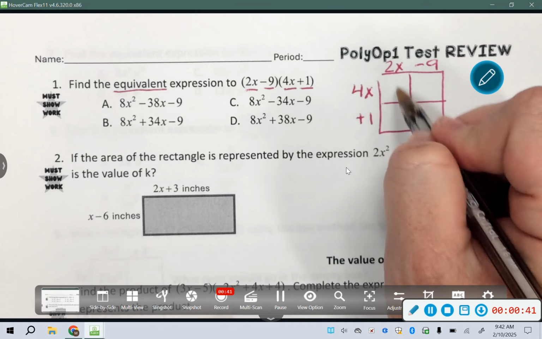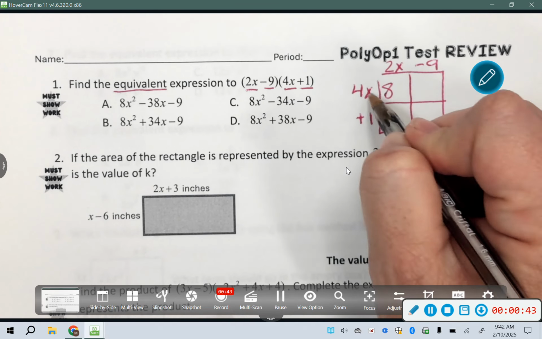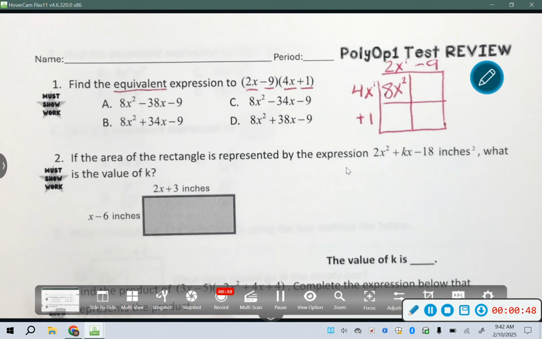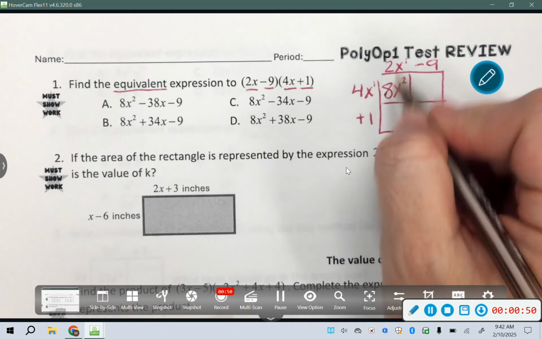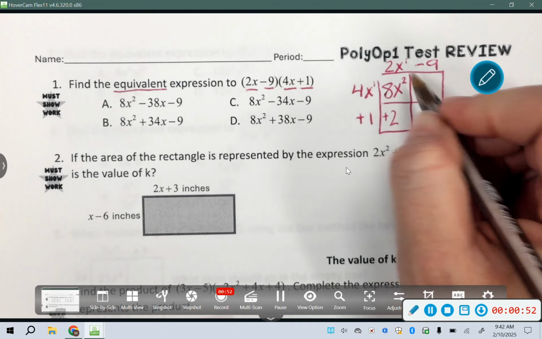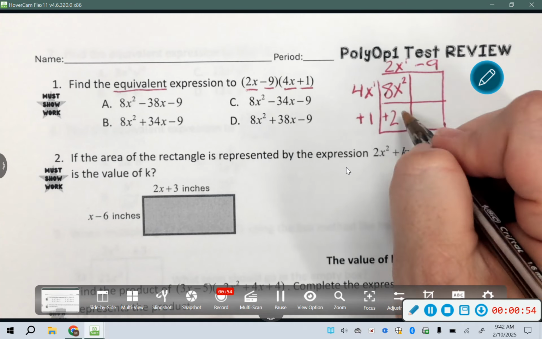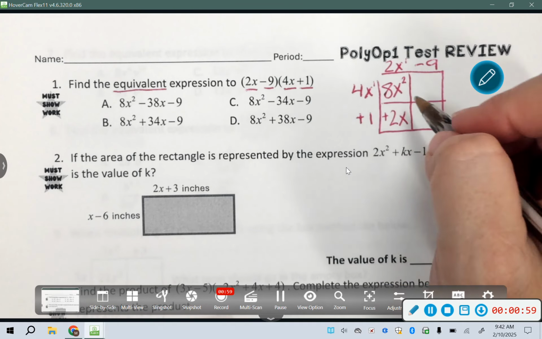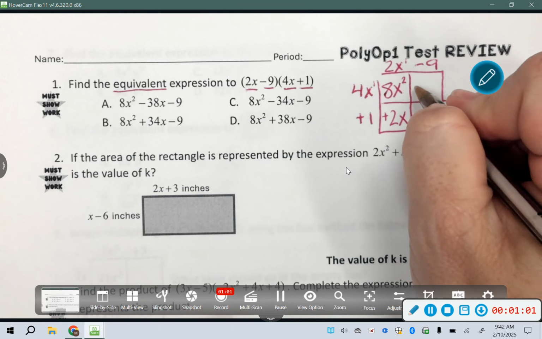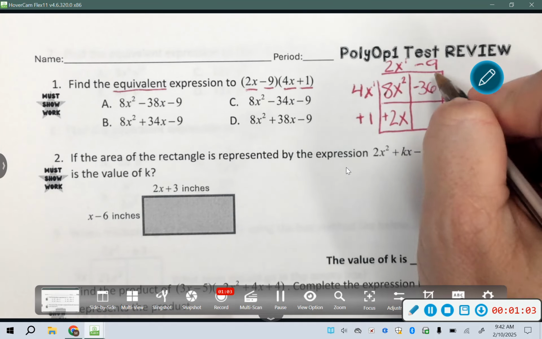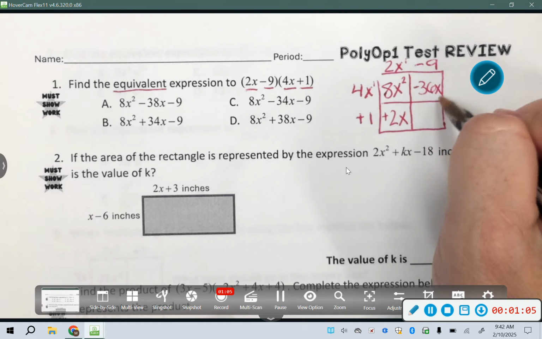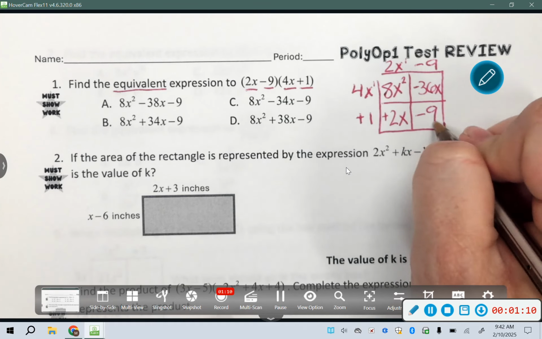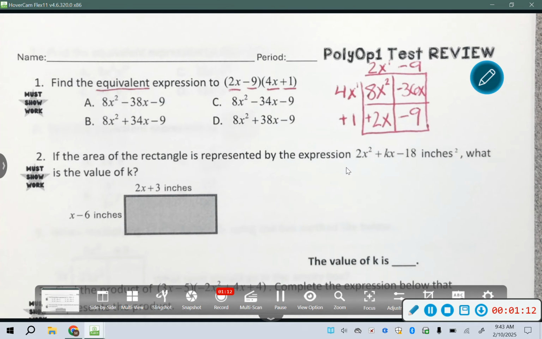So 4x times 2x, well, 4 times 2 is 8. X times x, remember, we add the exponents, so 1 plus 1 is 2. 2x times 1, well, 2 times 1 is positive 2x, there's no other x to add it to, so it's just x. 4x times negative 9, that's going to give me negative 36x, this didn't have an x, so it's just x. And then 1 times negative 9 is negative 9.